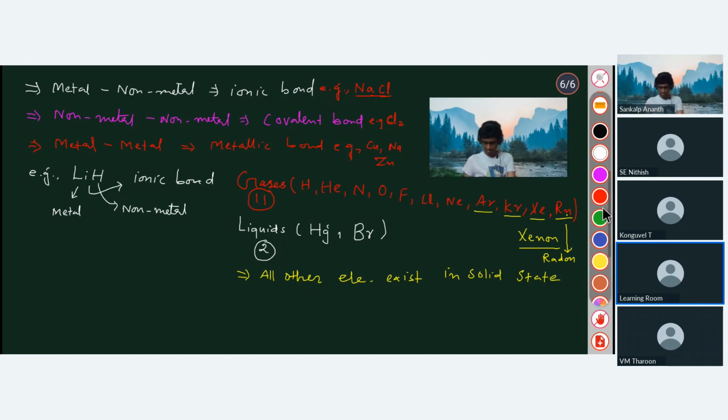Okay, so now what we got? We got lithium hydride. Sir, does mercury have that accent on top of it? Yes, what? That accent on top of the G.